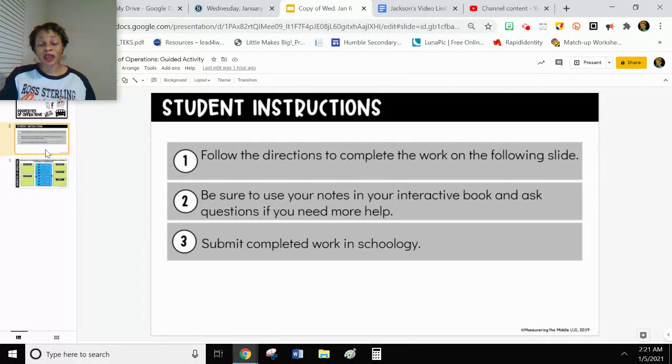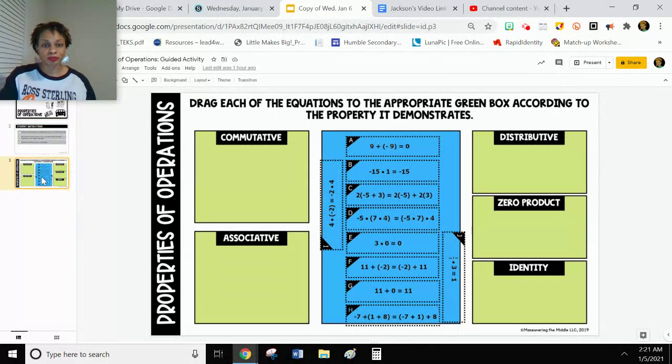So it says follow the directions to complete the work on the following slides. Be sure to use your notes in your interactive notebook and ask questions if you need more help. Submit your completed work in Schoology. It says drag each of the equations to the appropriate green box according to the property it demonstrates. There's A through J, and we're going to drag them where they go.